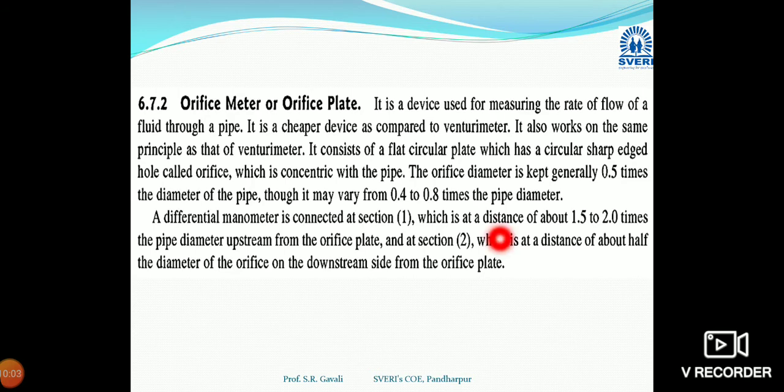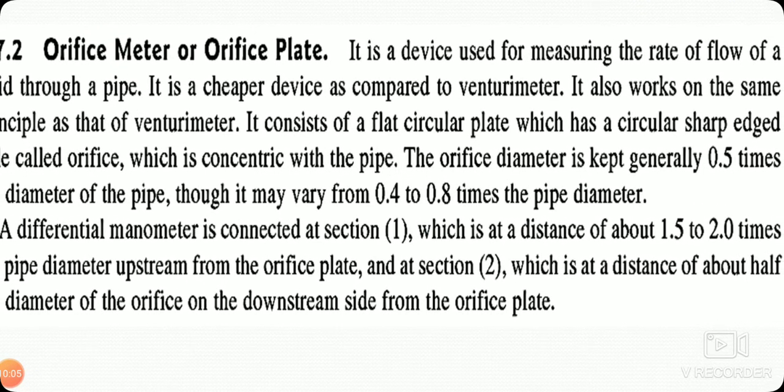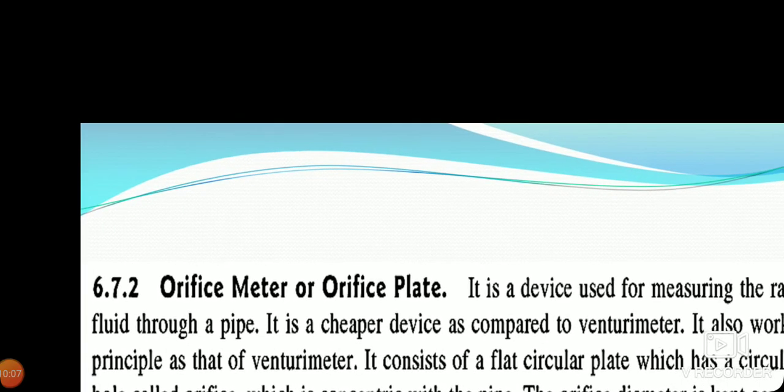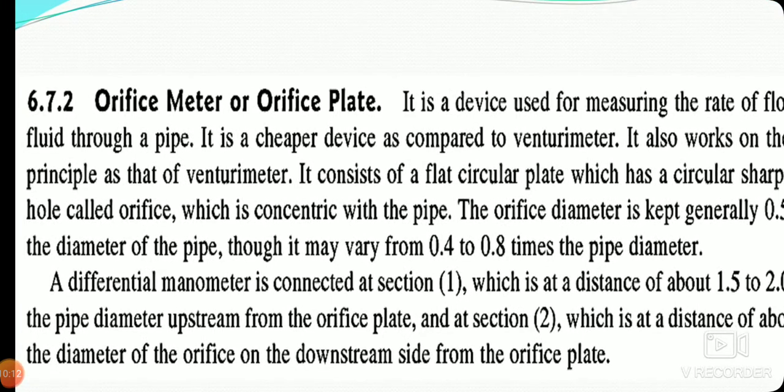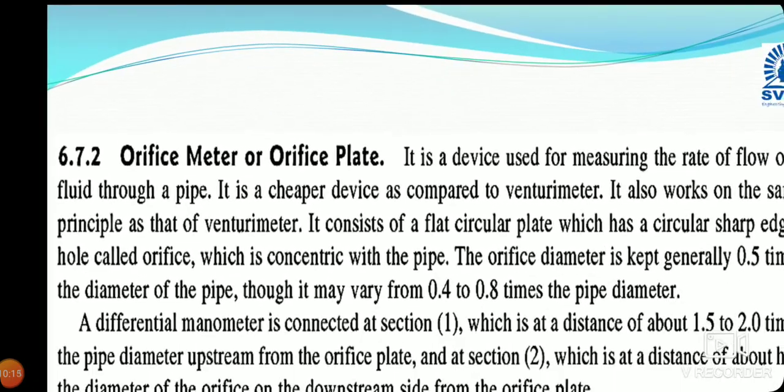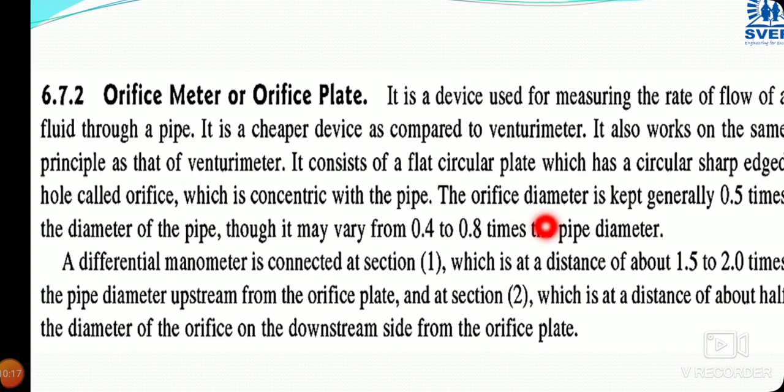Then another important device that is based on Bernoulli's theorem is the orifice plate or orifice meter. Venturi meter is very difficult to manufacture. It has a little bit complicated shape, and when accuracy is not required, we can go for an orifice meter. This device is cheaper than the Venturi meter and works on the same principle. Only here we have to keep an orifice plate in the pipe to get the obstruction or to get the pressure head difference.